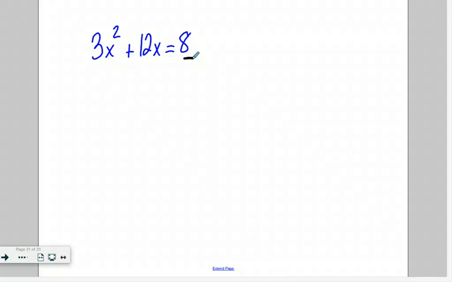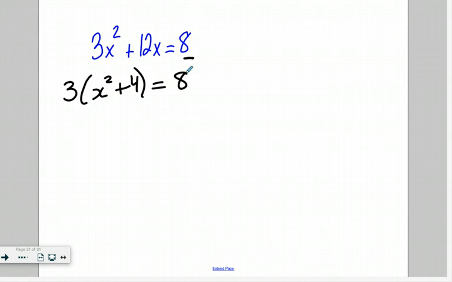You can instead just start by saying, okay, my x terms are on the left-hand side. That's great. I'm going to start by factoring out that 3 of my x terms. So I get 3 times x squared plus 4x. Let me just leave that 8 alone over there on that right-hand side.